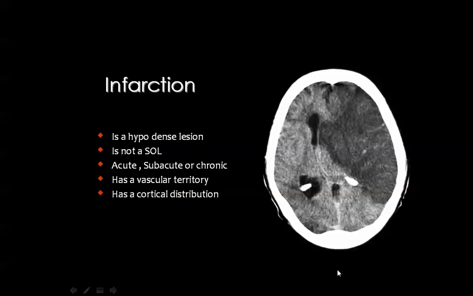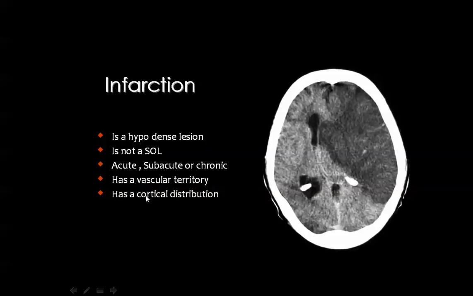Then we come to the problem of infarction or the ischemic strokes. And you should know some facts about infarctions. Infarction is a hypodense lesion, whether it is acute, subacute, or chronic. And you should remember that infarction is not a space-occupying lesion, meaning that infarction cannot induce a mass effect on the ventricles by itself. Infarction will produce this mass effect by virtue of the surrounding edema.